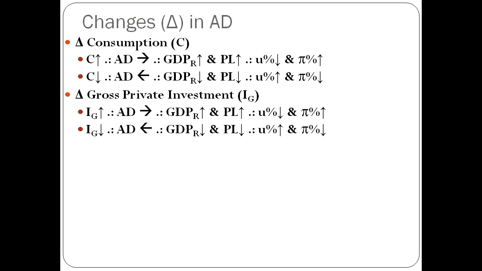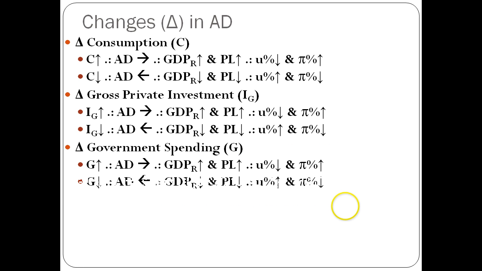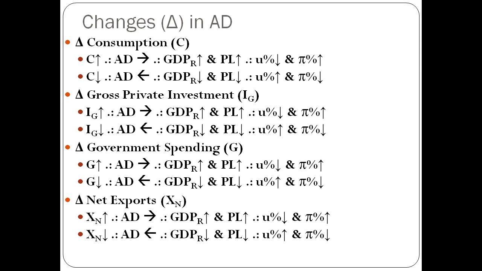So always remember, ladies and gentlemen, that the unemployment rate is going to move the opposite way of GDP, and the inflation rate is going to move the same way as the price level. You can always keep that in mind. So you can do the same thing with government spending as well as net exports. Just remember that whenever aggregate demand shifts to the right, real GDP is going up, price level is going up, unemployment rate is falling, inflation rate is going up. When aggregate demand shifts to the left, GDP falls, price level falls, unemployment rate goes up, and the inflation rate goes down.